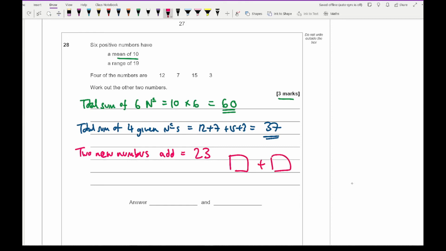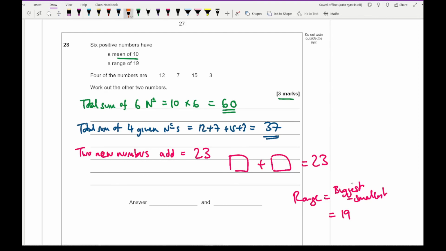Now, so those two numbers added together give me 23, but I've then got to remember that the range, which is the biggest number minus the smallest number, has to equal 19. So whatever two numbers I choose to add up to 23, I take the bigger number out of the 6 numbers, take away the smallest number out of the 6 numbers, and I've got to make sure that it equals 19.